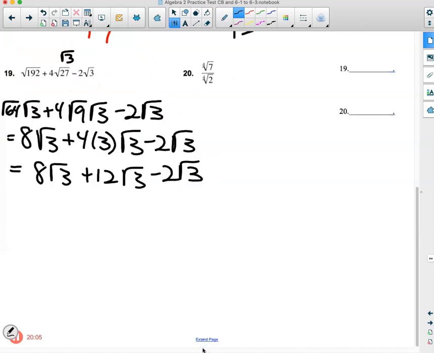Now we're cooking with gas. Now we've got radicals all over the place. So what would you get? Yep. Ta-da!